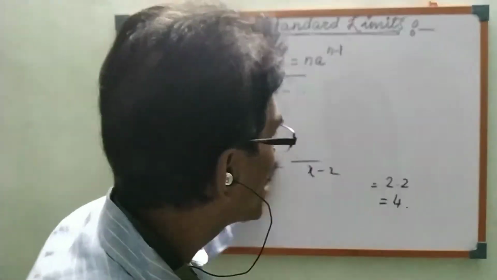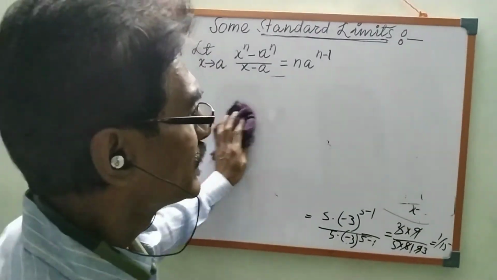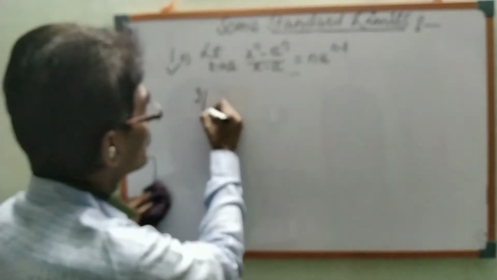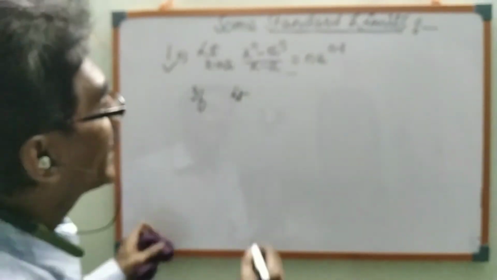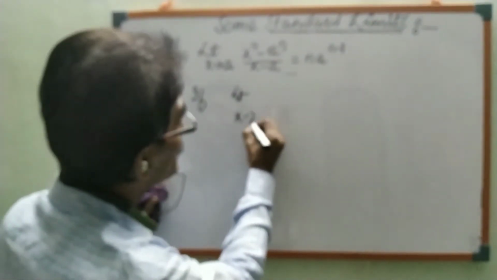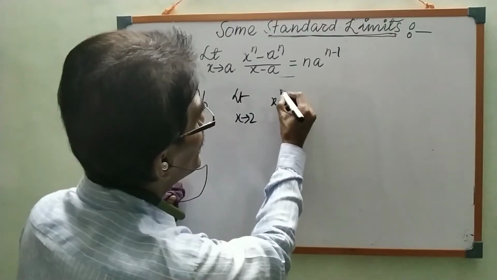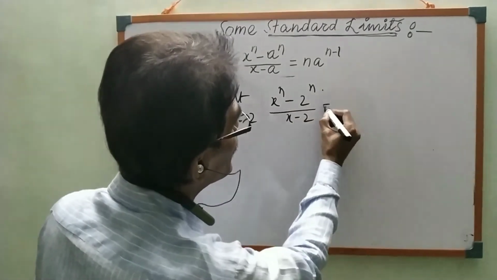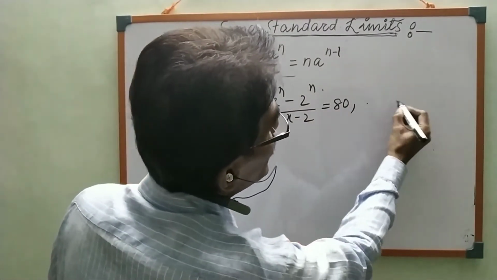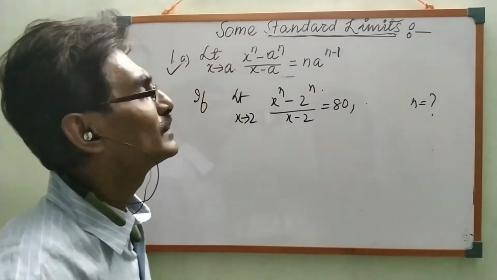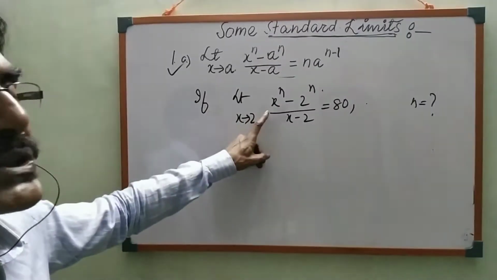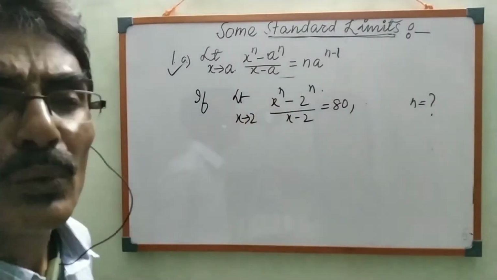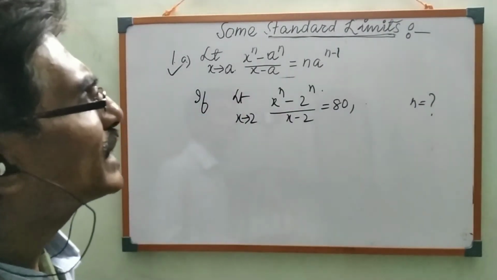Now this type of one more example, just in the opposite way, try to clear. So the sum is given: if limit x tends to 2 of (x to the power n minus 2 to the power n) by (x minus 2) equals 80, find the value of n. I repeat, the question is, if x to the power n, the value n is not given, using the standard formula, by solving, we want to get the value of n.